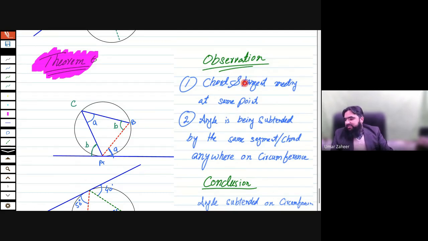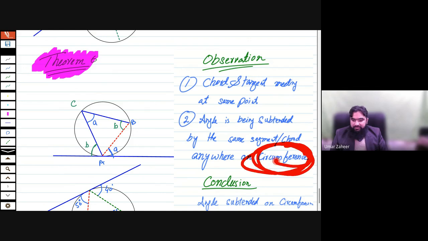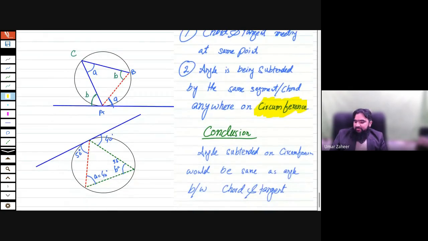So the observations and the conclusions are here. The observation is, if the chord and the tangent are meeting at the same point, the first thing is the angle being subtended by the same segment anywhere on the circumference. It is the important thing, not anywhere else. For example, if it is on the center, obviously this property will not hold. On the circumference, we can conclude that the angle subtended on the circumference would be the same as the angle between the chord and the tangent.